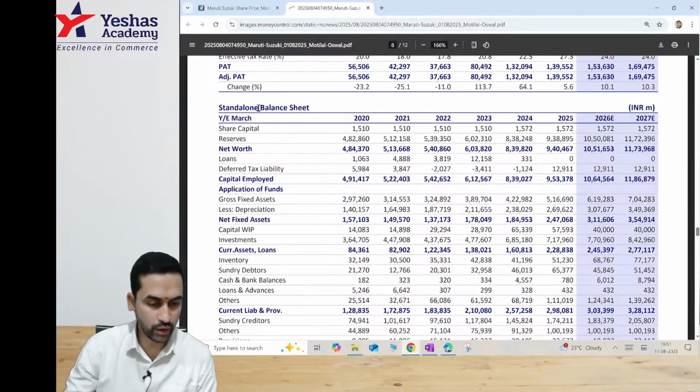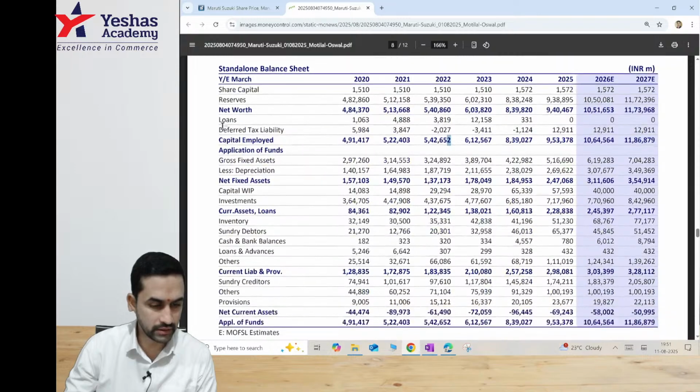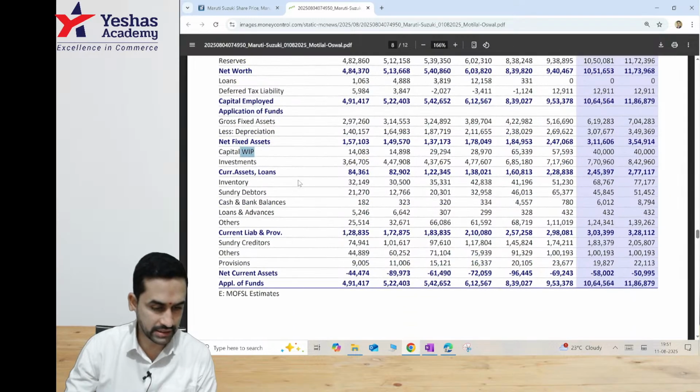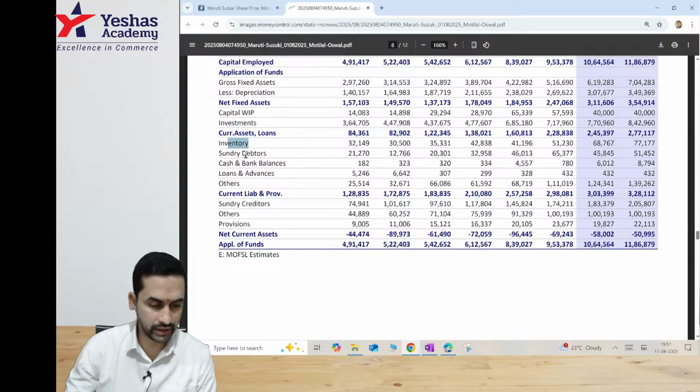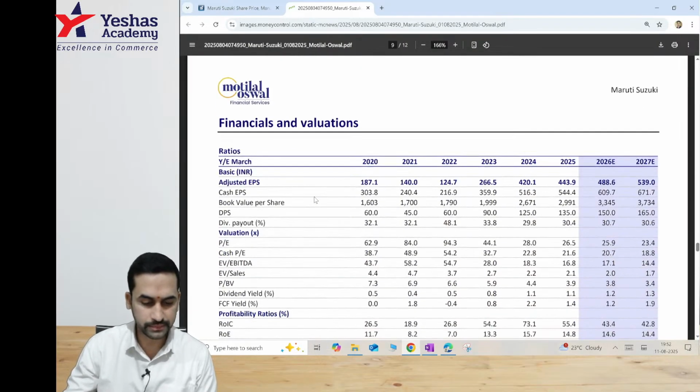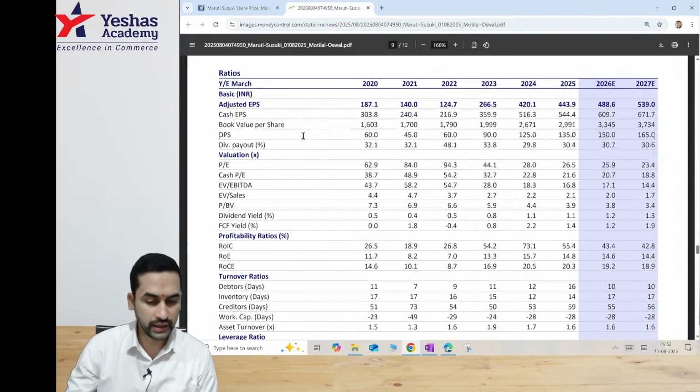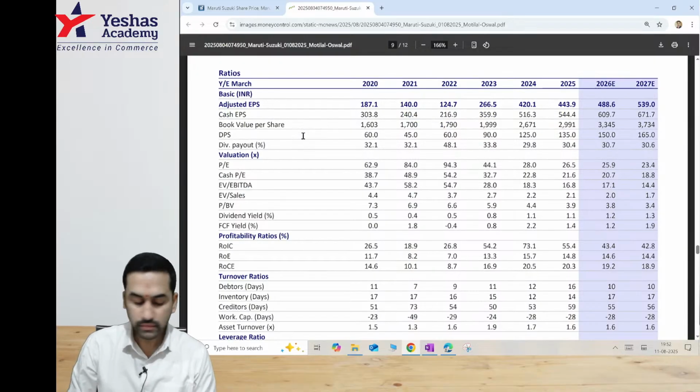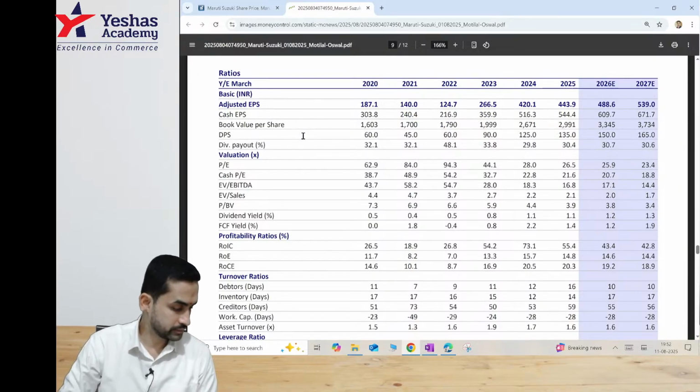Okay. Same way also the balance sheet, 2020, 21, and so on. Share capital, reserves, loans, you can see capital employed, fixed asset, depreciation, capital work in progress. That means assets under construction. And then you have inventory, debtor, cash, loans, and other things. And then current liability, creditors, provisions. So this is basically the overall balance sheet summary. If you come to this page, financials and valuation, here you have all the ratios that we are discussing.